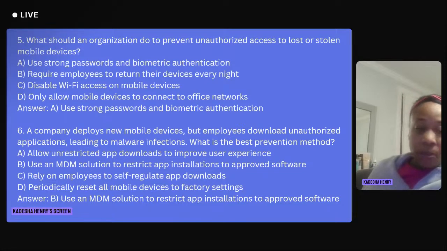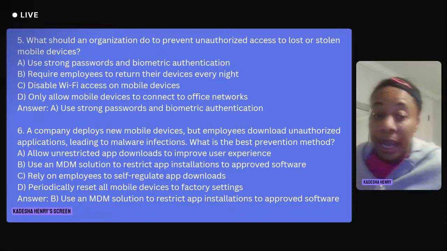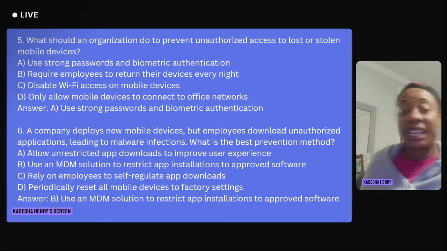Number 6, a company deploys a new mobile device but employees download unauthorized applications, leading to malware infections. What is the best prevention method? So it's obvious that the company didn't put any restrictions on this. So this employee is able to download an application and install it, and it has malware.